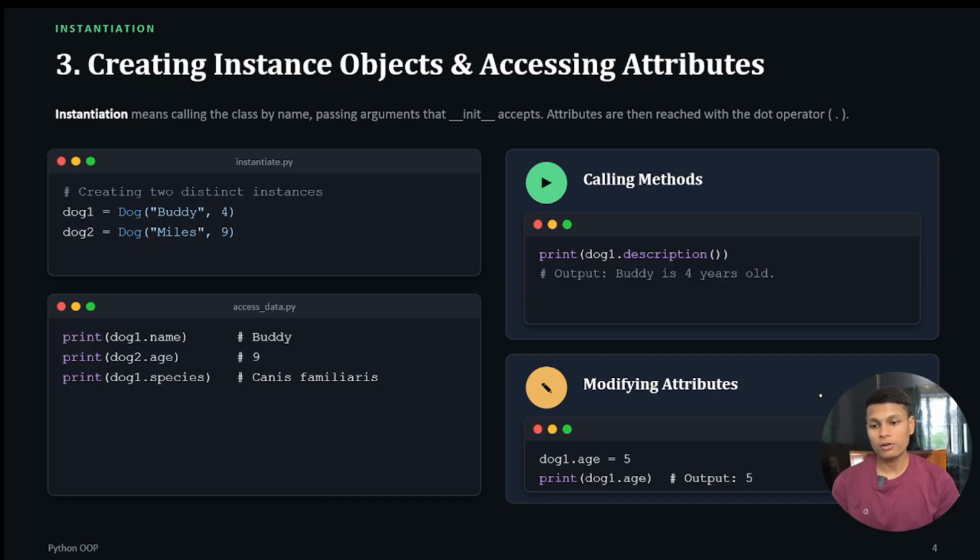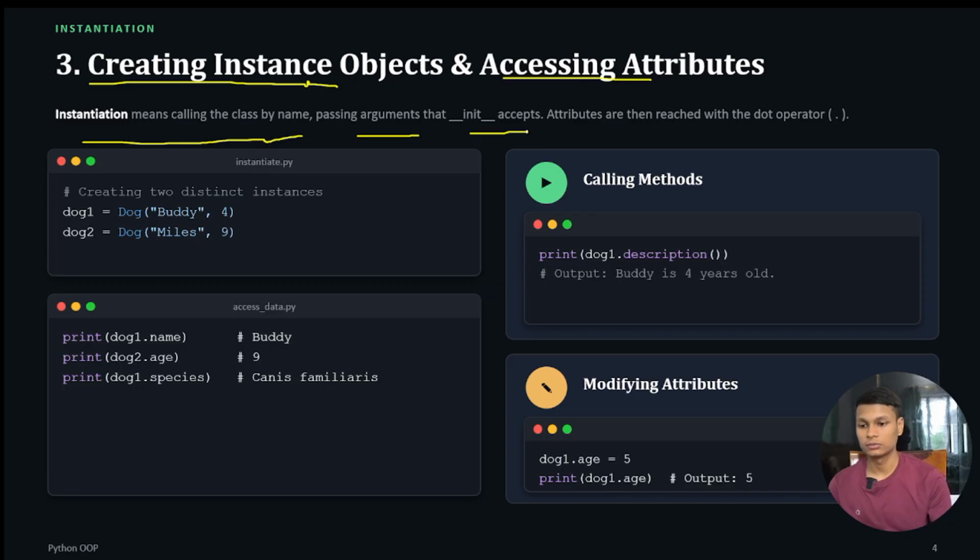Now let's see how we are going to create an instance object and access attributes. Let's see how we create an instance. An instance means calling the class by name, passing the arguments that init accepts. We only pass the arguments which are acceptable by the init function.